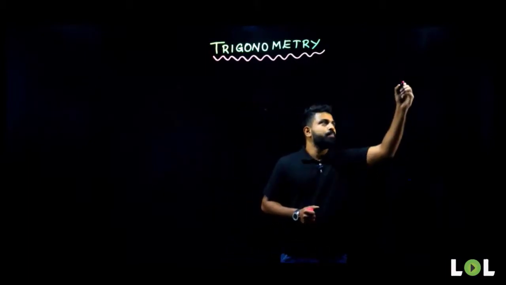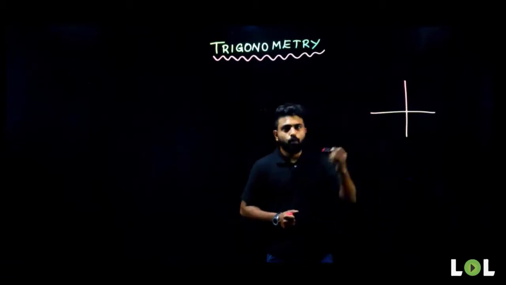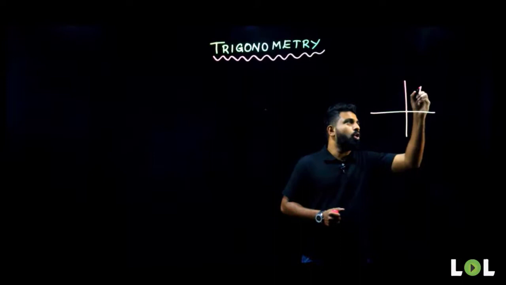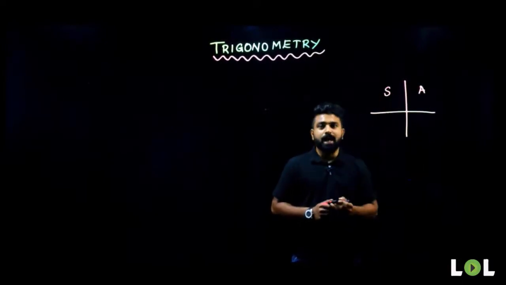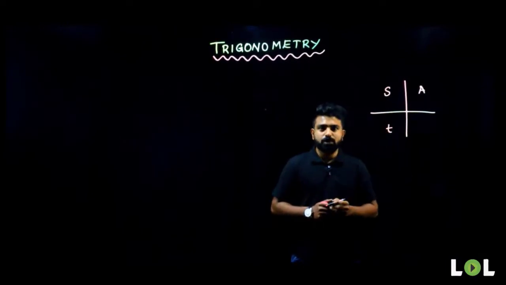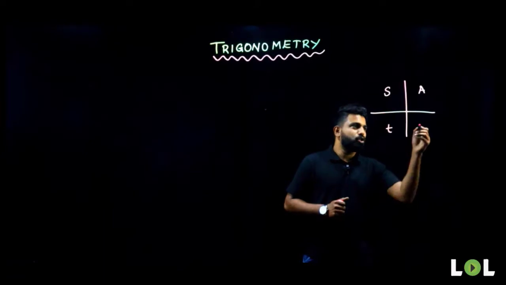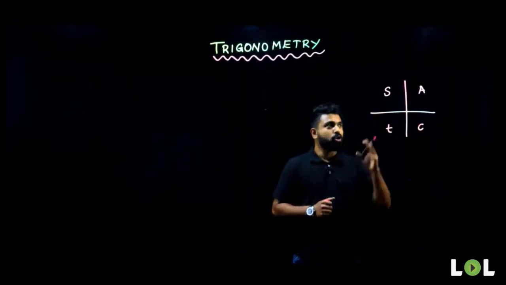First, we saw the sign of each and every ratio in different quadrants. First quadrant, all the signs were positive. In second quadrant, sine and cosecant were positive. In third quadrant, tan and cot were positive. And in my last or fourth quadrant, cos and secant were positive. We saw this in our first class.